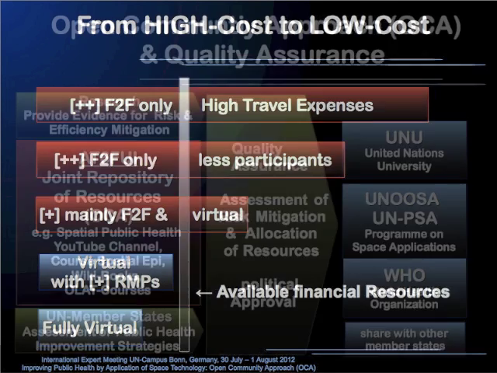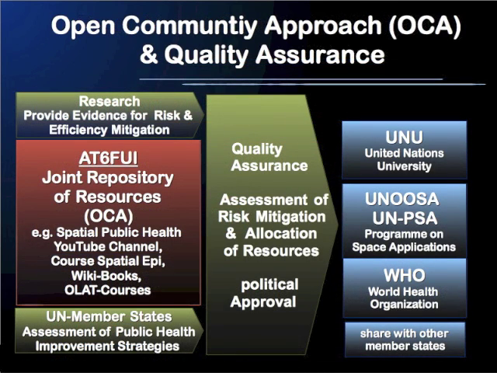We heard about high-cost and low-cost solutions, the open community approach, open source, open content. But there's one main issue, which is quality assurance in the whole concept. The red part in this slide highlights the joint repository of open resources, open content, the Spatial Public Health YouTube channel, the videos for the conference itself as a resource, or course material for spatial epidemiology, wikibooks, or OLAD courses for capacity building.